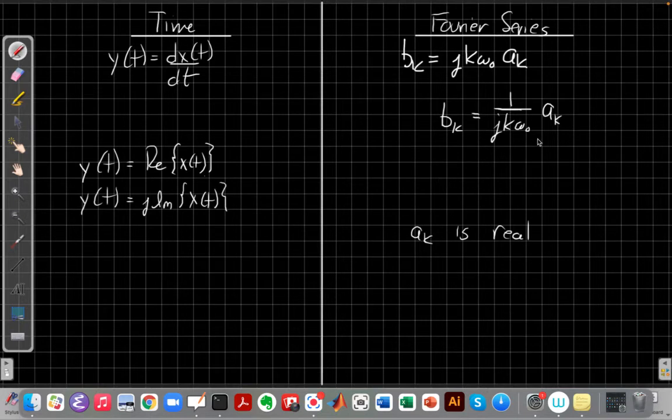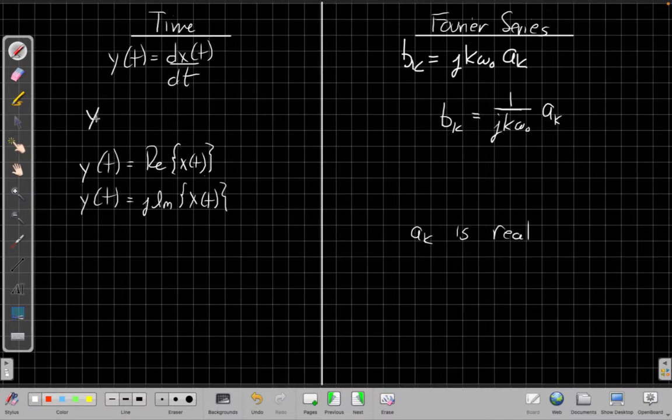Right, if I do the opposite, you could almost imagine dividing both sides here by this. Well, that's confusing because I'm using a's and b's, so forget I said that. What I'm doing here is taking a running integral. So in this case, if I take b sub k to be 1 over j k omega naught times a sub k, that's equivalent to saying y, the corresponding time domain signal, is the integral from minus infinity to t of x of tau d tau.